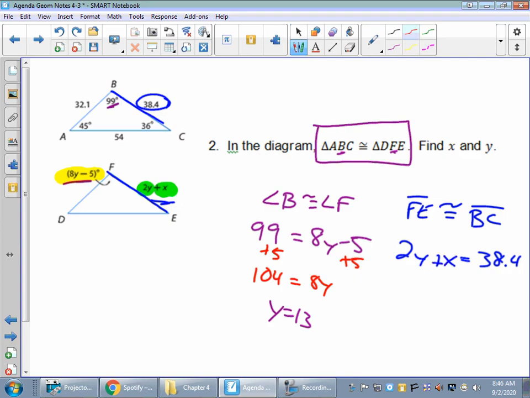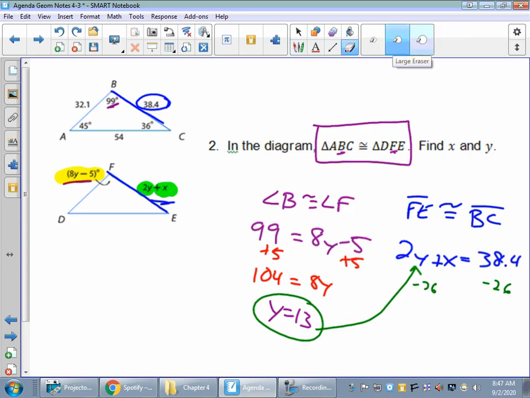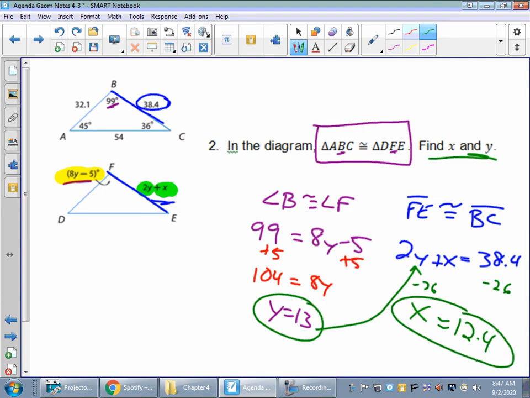Now I have two variables, a y and an x, but because I know that y is 13 here, I can plug it in right there. And so 2y becomes 26, so it's really 26 plus x. From there, I'm going to subtract 26 from each side, and I'm going to have x on one side equals 38.4 minus 26, which is 12.4. So you found x and y, right? You've got 12.4 here, you've got your y equals 13 there, and you've solved that question.